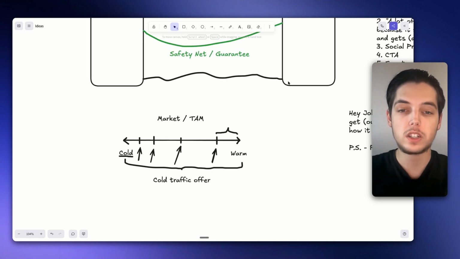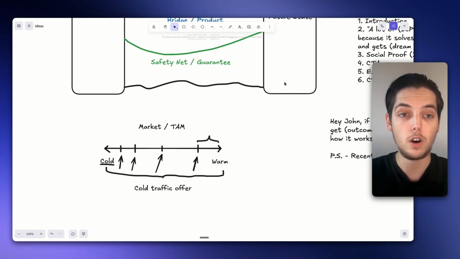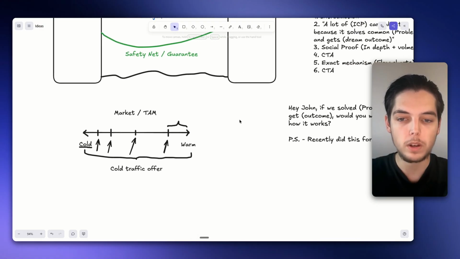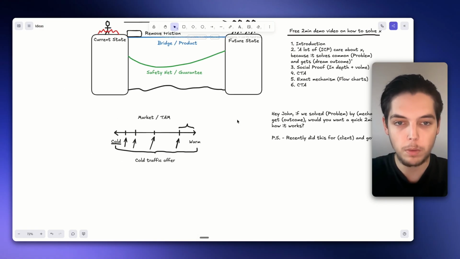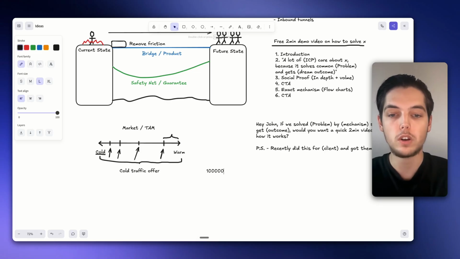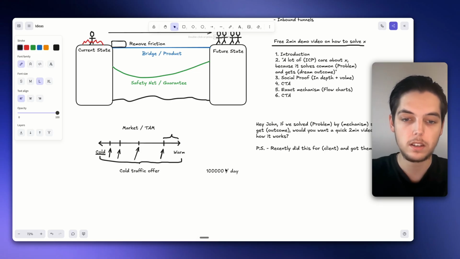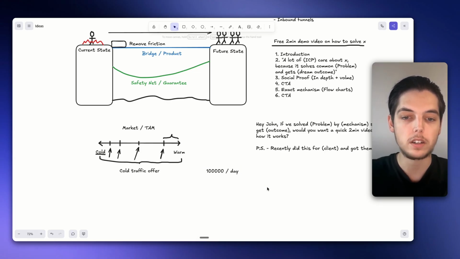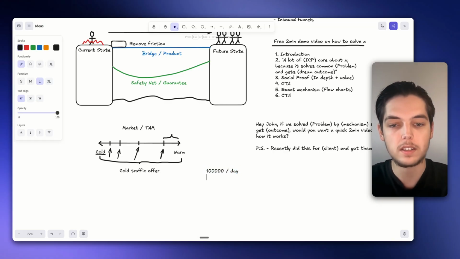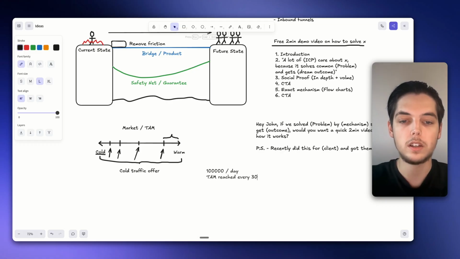Cold email is the harshest environment to test an offer in. And it's also the best way to reach your entire market in a short time frame, because you can easily send out 100,000 emails per day and reach your entire market, everyone who might possibly buy, every 30 days. TAM reached every 30 days.